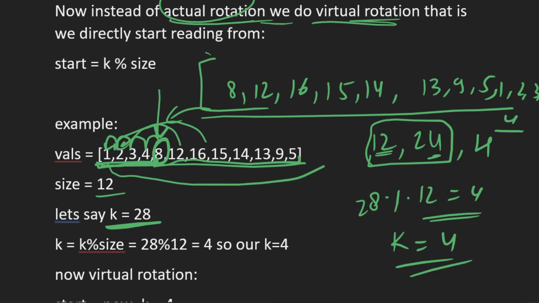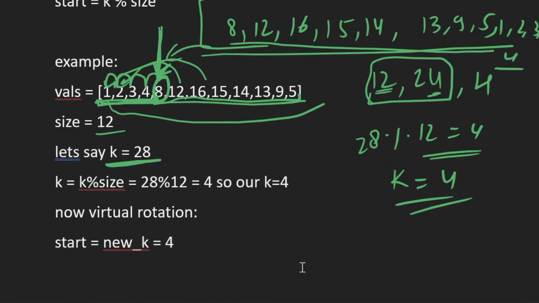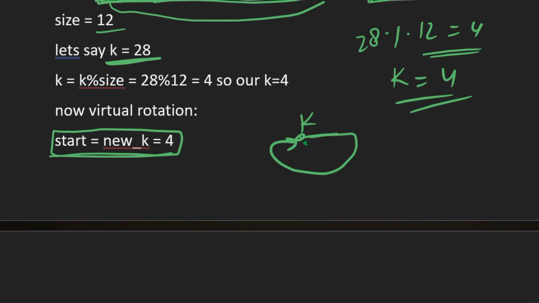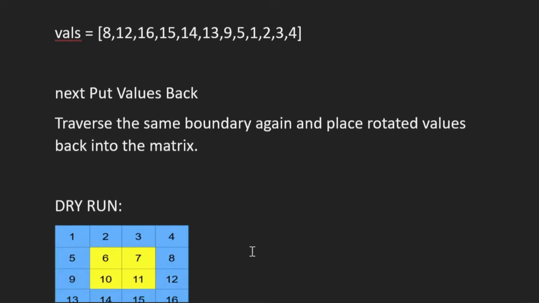Yes, because after rotation we would get this matrix, but we haven't rotated, we just started picking elements from this index, which is index k, right? So instead of doing the actual rotation, we do the virtual rotation, and we start picking the elements from index k. From index k we pick all the elements up to the end, and then start picking from the start up to this index, right? So this way we have simulated the rotation in the counterclockwise direction instead of doing the actual rotation.